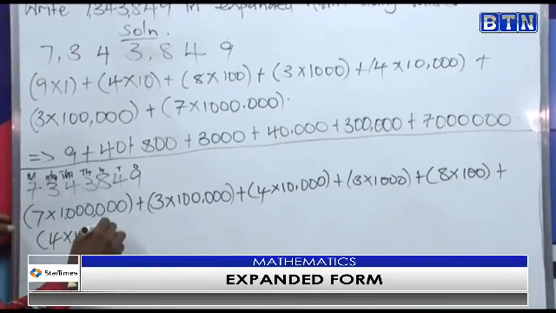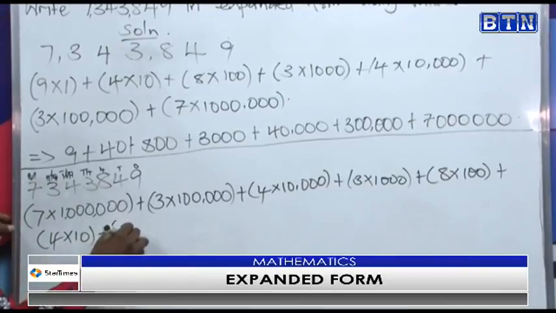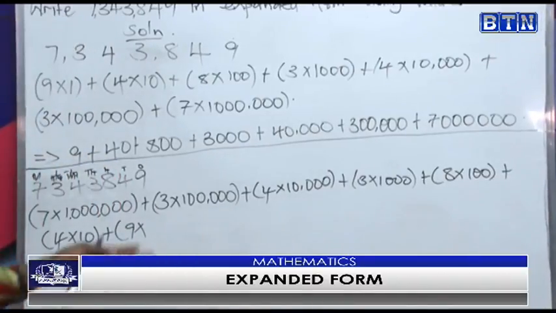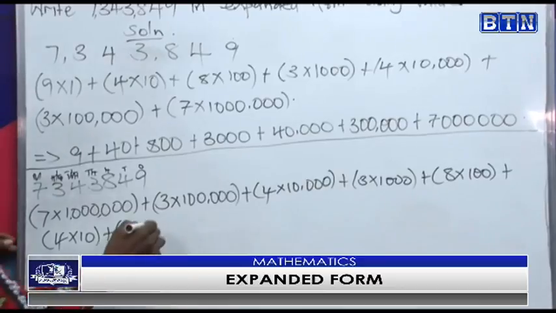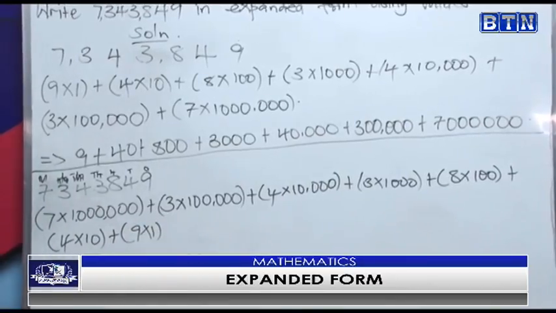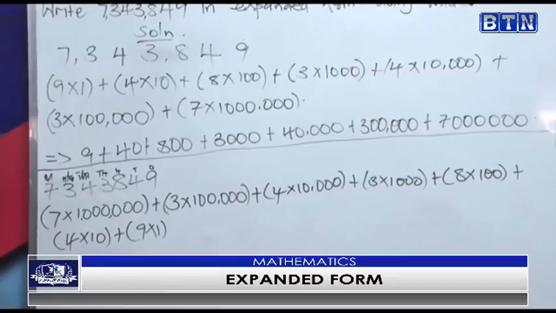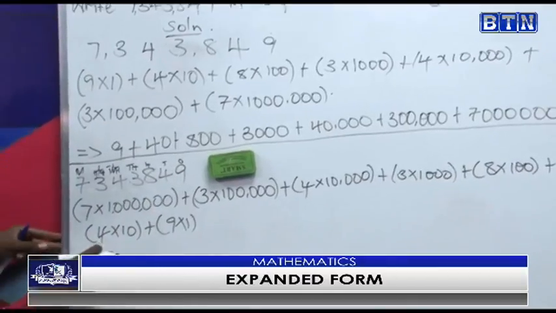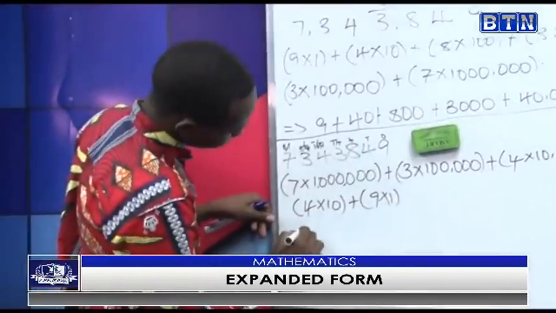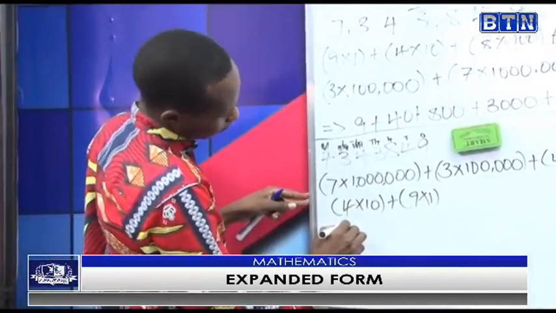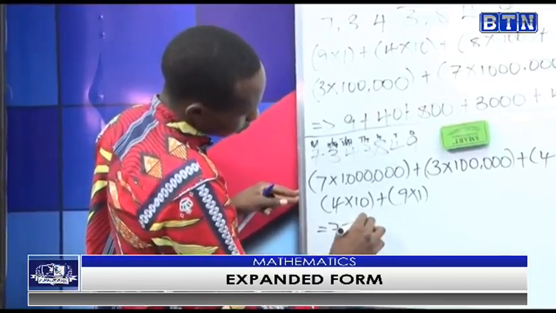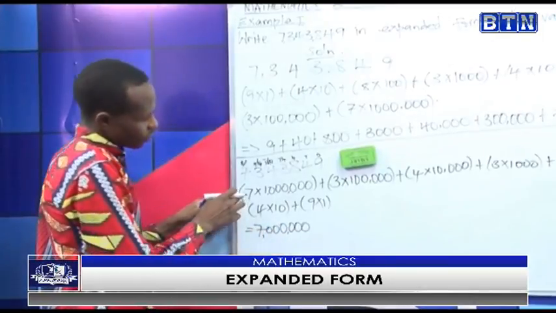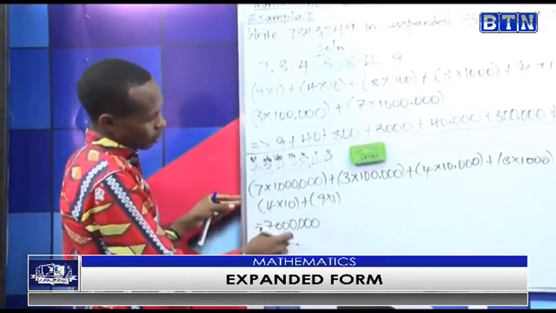Then from there, I'll say plus 9 times, what is the place value of 9 in this case? You realize that the place value of 9 in this case is 1. So I will multiply by 1, because 1 is the place value. So from there, we shall continue and say 7 times a million, it will give us 7 millions.